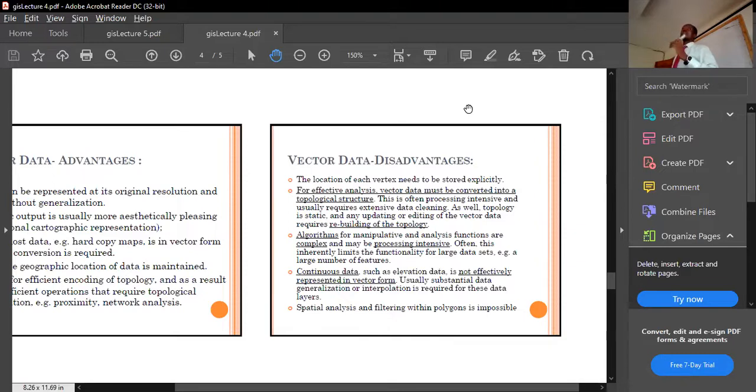All right, so your question is this. Continuous data, such as elevation data, is effectively represented in vector form. True or false?